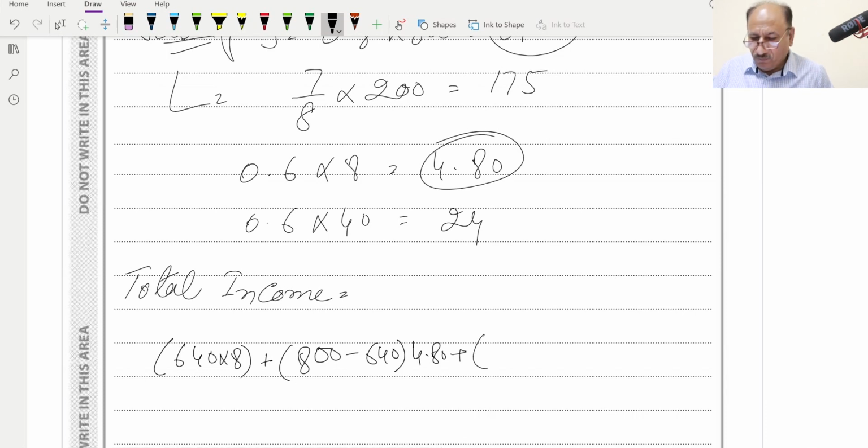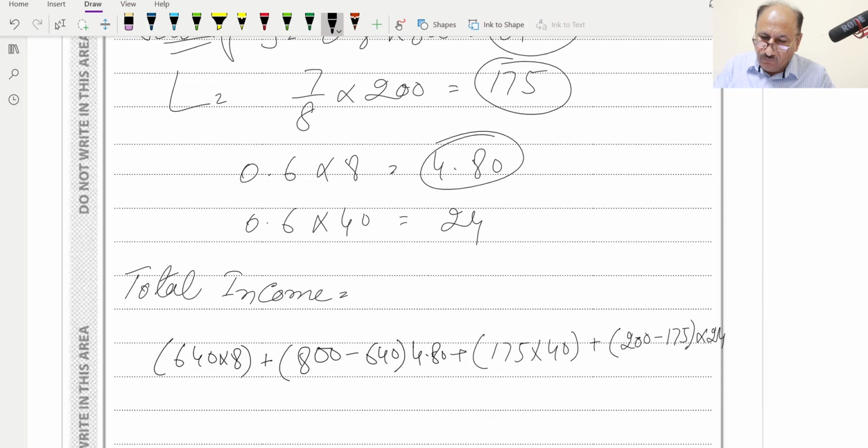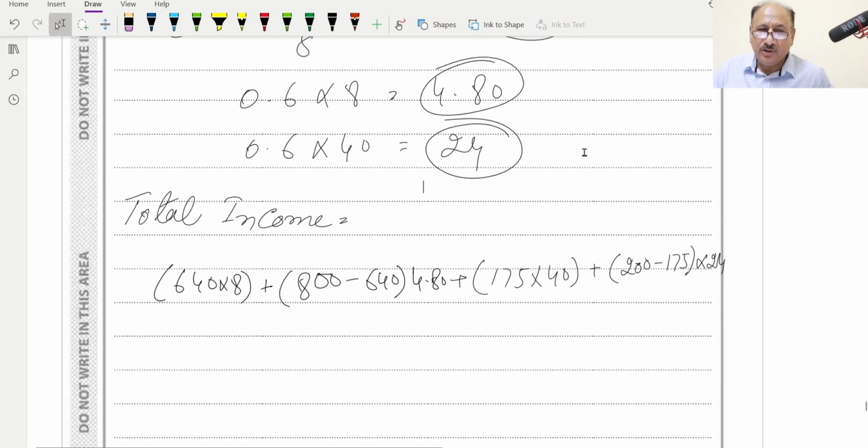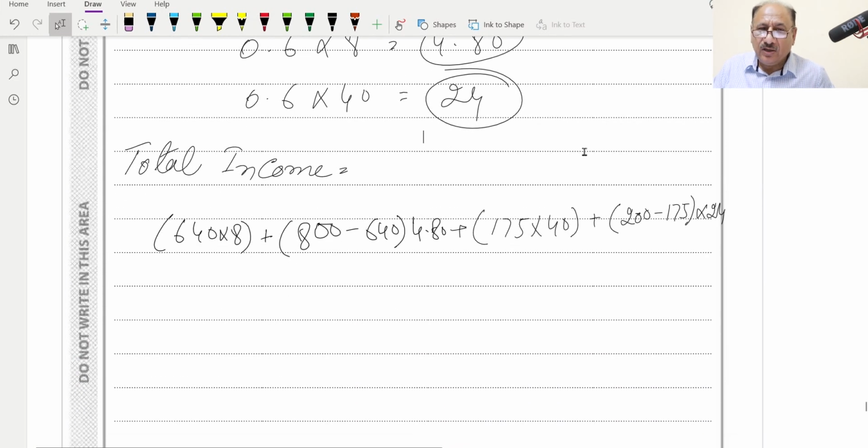Next is 175 large dolls, and they are sold at 40. Plus, out of 200, 175 are already sold, and the remaining are multiplied by 24. Why 24? Because its price is 24, the reduced price. Now this one is equal to what? We need to calculate this much amount.